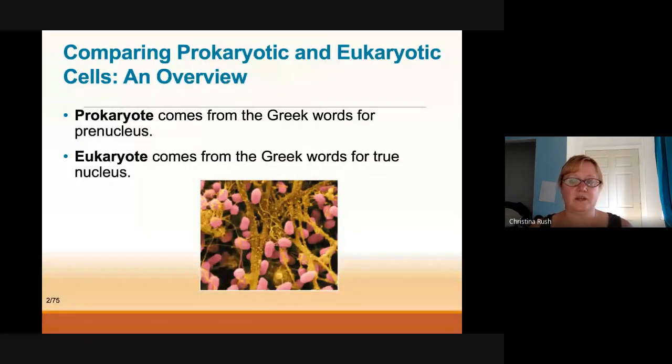From biology. So prokaryote comes from the Greek words for pre-nucleus, and eukaryote comes from the Greek words for true nucleus. Just kind of a fun fact, but basically one has a nucleus, one does not.